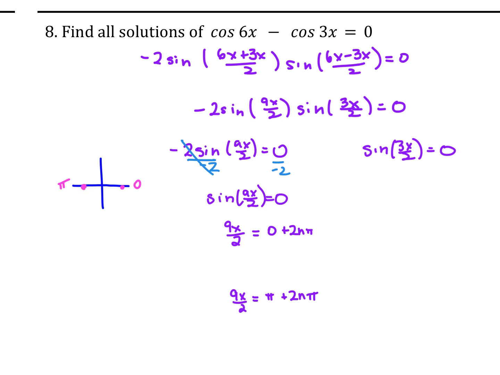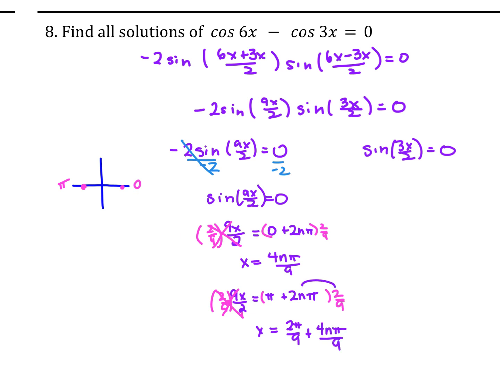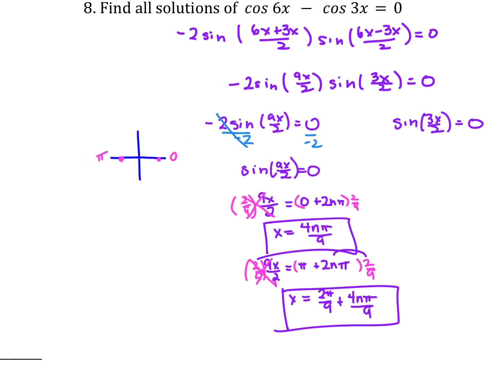Now we need to solve for x, so we multiply by the reciprocal, 2 over 9, to both sides. And so we get x equals 4n pi over 9. Then we do the same thing for the next equation, 2 over 9 to every term. So we get x equals 2 pi over 9 plus 4n pi over 9. So that is when you use two equations.